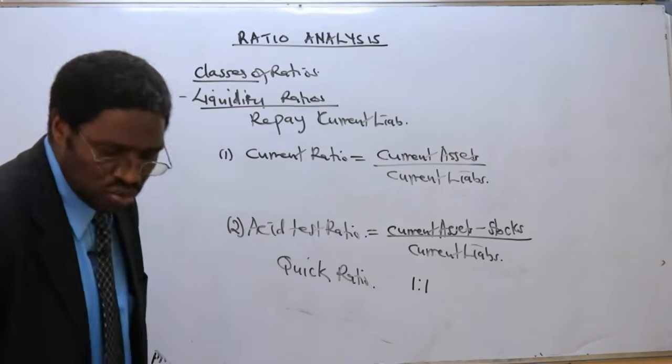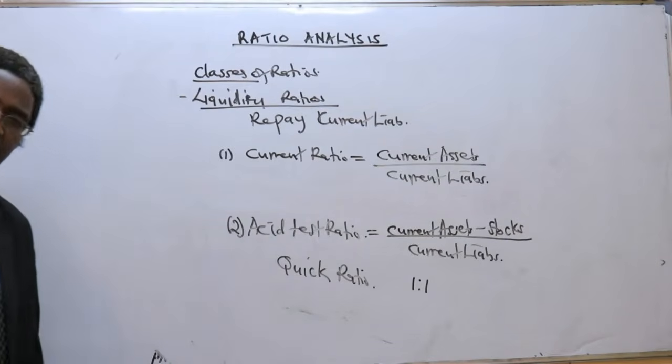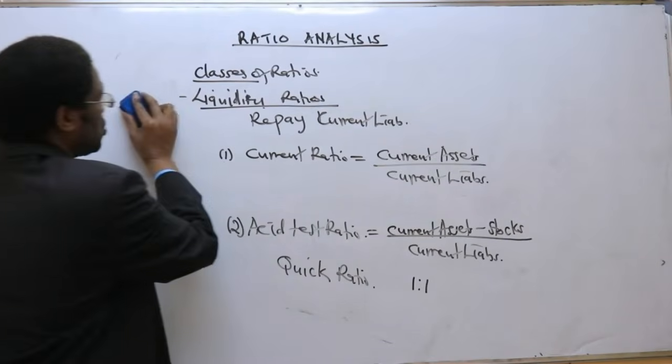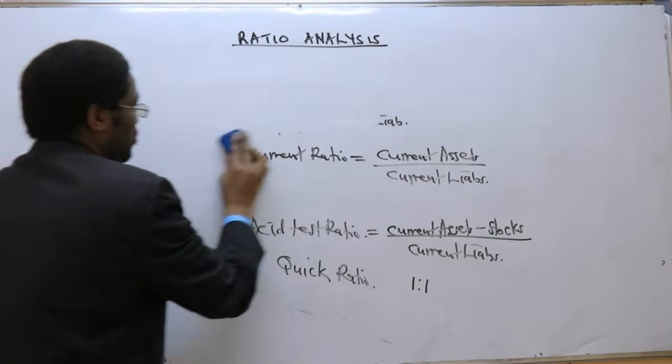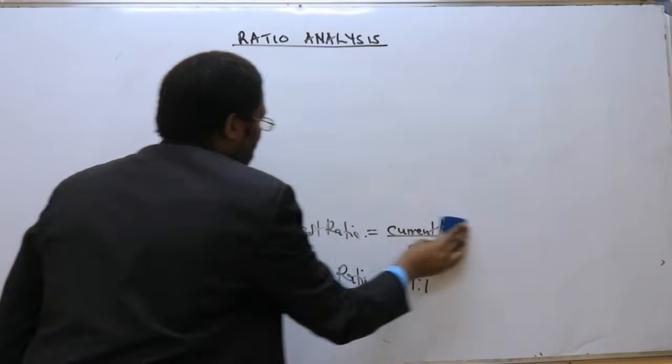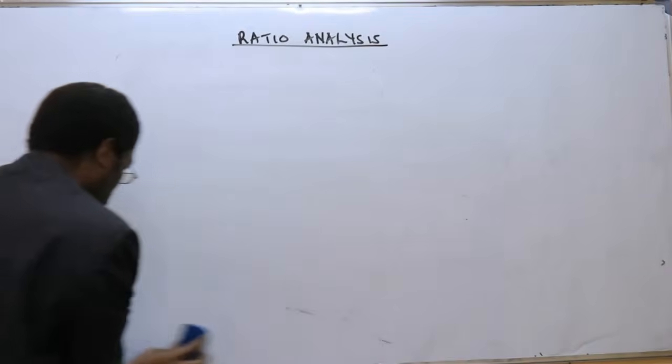So I am through with the first class of ratios. Now I go to the second class of ratios, and that is what we call activity or asset ratios.